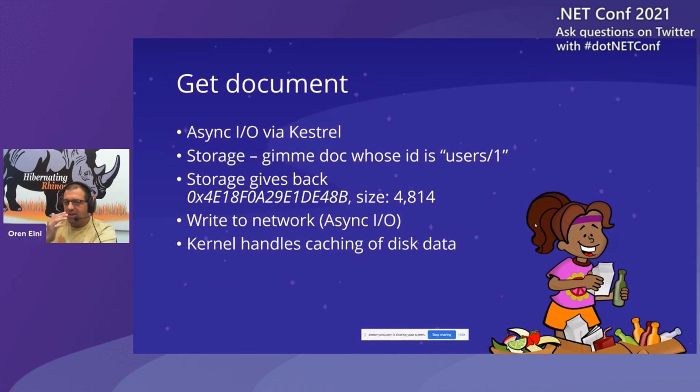So I'm using async IO in Kestrel. I go to the storage and say, give me this particular document. The storage gives me this pointer. And then I can hand that pointer to the IO system, to the network, and write it to the user. And we're done. There is no need to do caching. There is a lot of stuff that actually isn't even there.